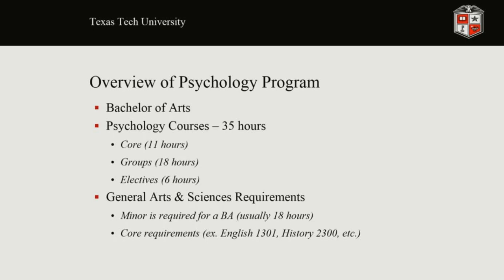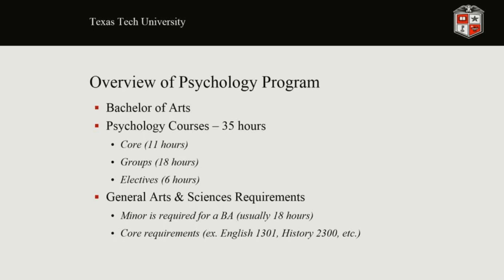There are also a number of general degree requirements that Arts and Sciences, our college, requires of anyone who is completing a Bachelor of Arts in Psychology in Arts and Sciences at Texas Tech. They are requiring you to have a minor. The minor can be anything that you can find that you like that's offered as a minor at Texas Tech. All of them are at least 18 hours. Some of them are more. Some are very structured. Some are very flexible.